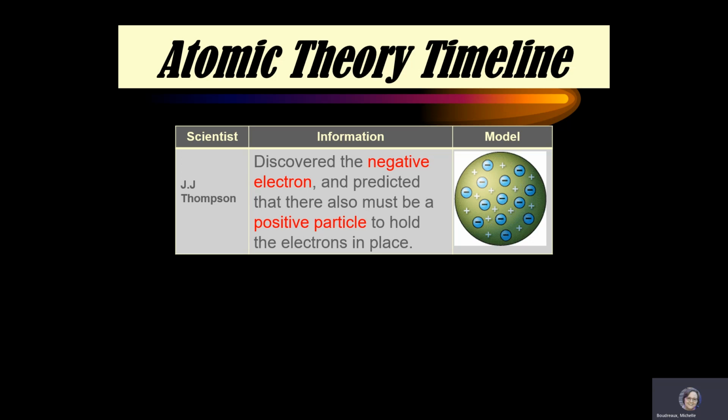He called it the plum pudding model because that was a popular dessert in England that had little specks throughout it. And it was easy for them to visualize this model. So he's the first one who changed Dalton's theory, and he proved that there had to be something smaller inside the atom, so they were actually divisible, not indivisible. He proved that electrons were inside the atom, and that meant they were smaller than the atom.